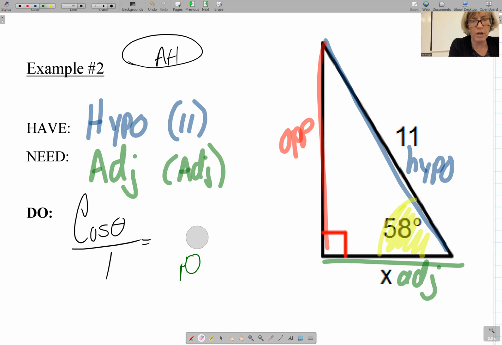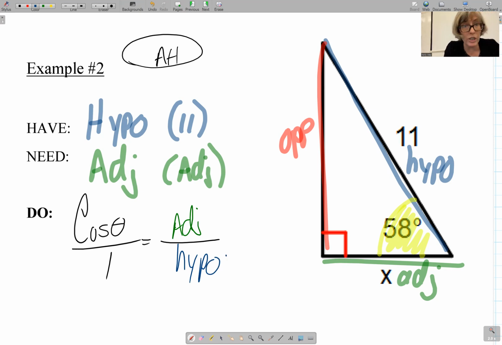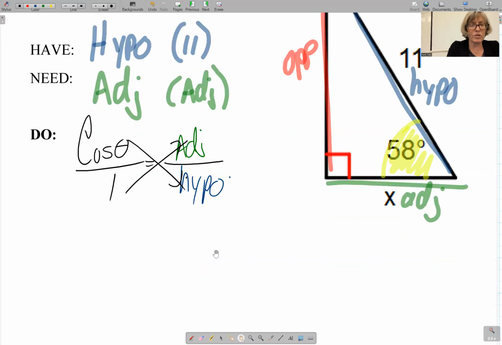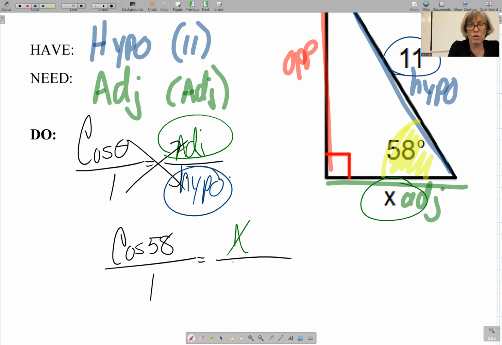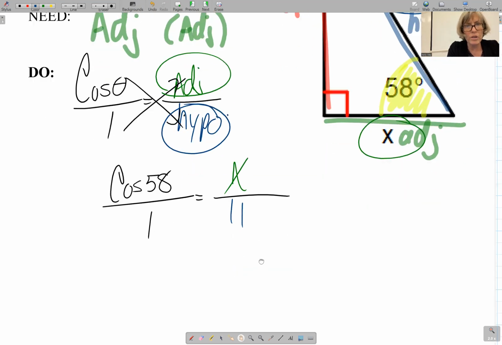Oops, let me keep my color straight here. My adjacent is green. And my hypo is here. Now, we circle, plug, chug. We cross multiply, and plug stuff in. So our cosine here is of 58 over 1. Our adjacent circle is x. Our hypo circle 11. Please always circle.